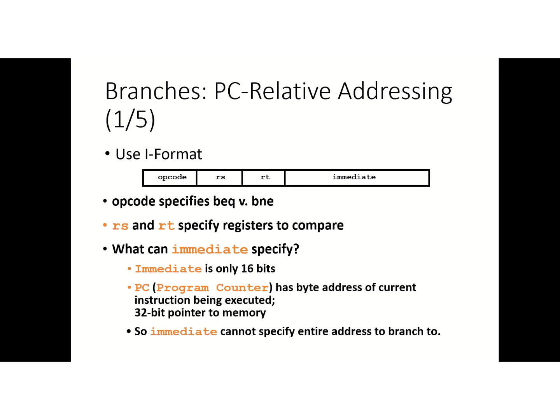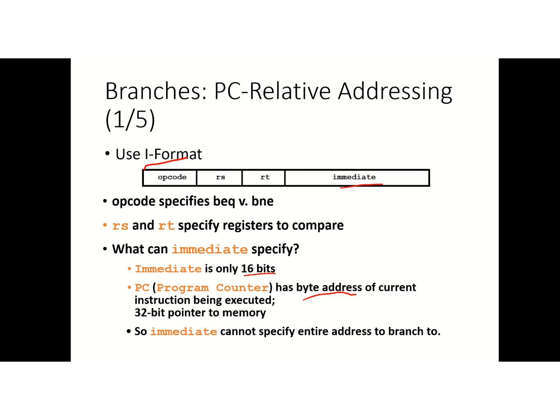Another I format is the branches. Branches like BEQ and BNE use the I format. But in this case, what is the immediate? They are using the same thing, but the immediate here specifies only a 16-bit number. And the program counter has the byte address of the current instruction being executed. Note that we have a 32-bit pointer to the memory.